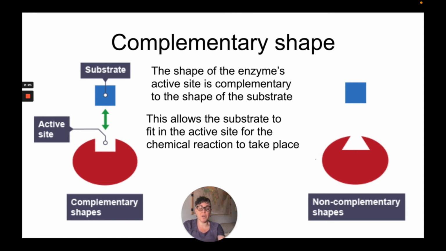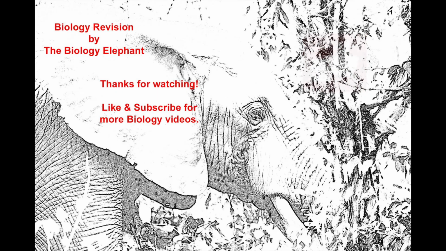If the shapes are not complementary, then the substrate cannot fit into the active site, it cannot bind to the active site of the enzyme, and then a chemical reaction will not occur. So the enzyme must have a complementary shape to the substrate in order for the chemical reaction to take place.